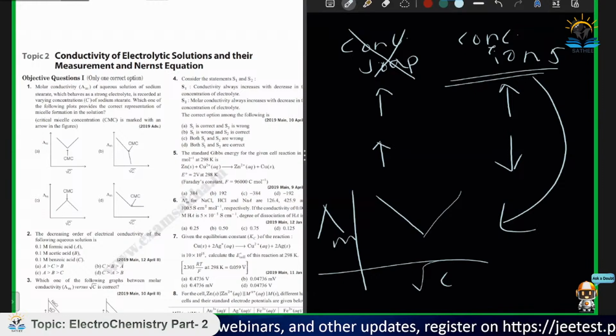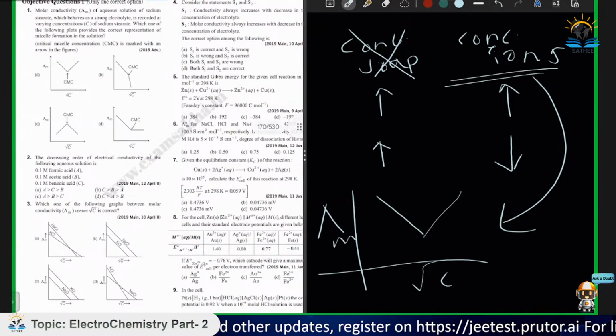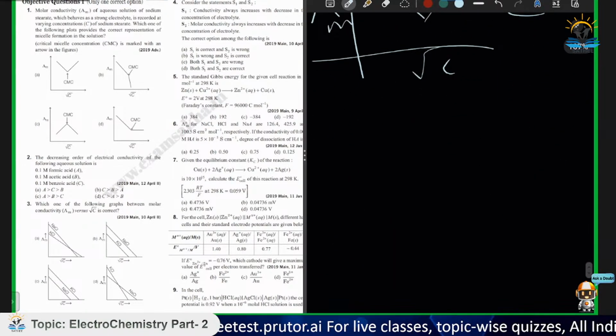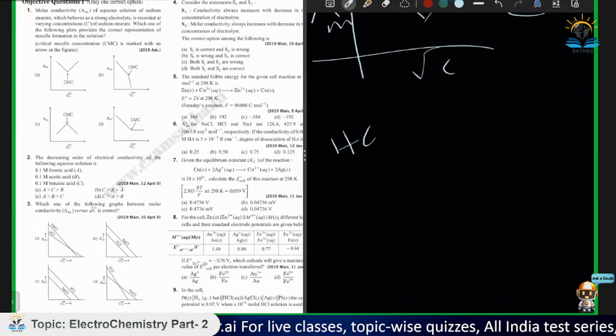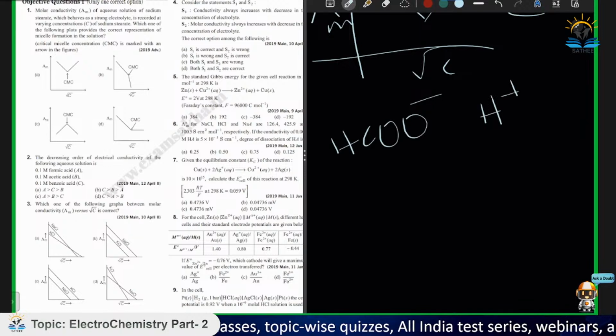That's the answer. Second question: the decreasing order of electrical conductivity of the following aqueous solutions: formic acid, acetic acid, benzoic acid. Check the ionization. These all are weak electrolytes. So whichever is more stable in the ionic state would be better, like have high conductivity.